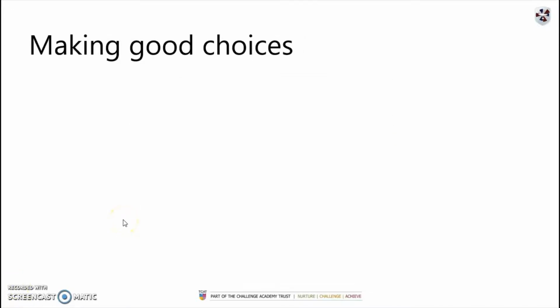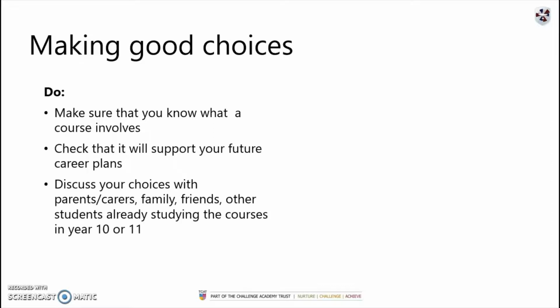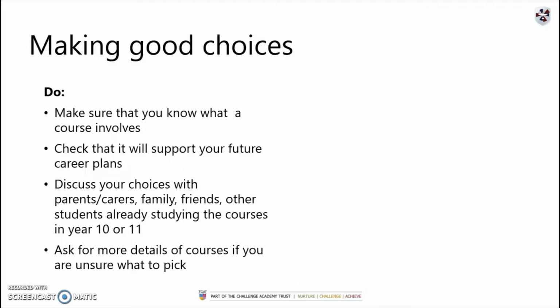So how do we make good option choices? Well, the things you should do is make sure that you know what a course involves. So you have the course guide, you can check out all the details of all the courses. Check that it will support your future career plans. Discuss your choices with parents, carers, family, friends, other students already studying the course. So if you can get in touch with students from year 10 or 11, that would be good. Ask for more details of courses if you're unsure what to pick. Now, there's every chance that we're not in school at this point, but we've got school email and you're able to contact teachers and ask for more detail of the courses.